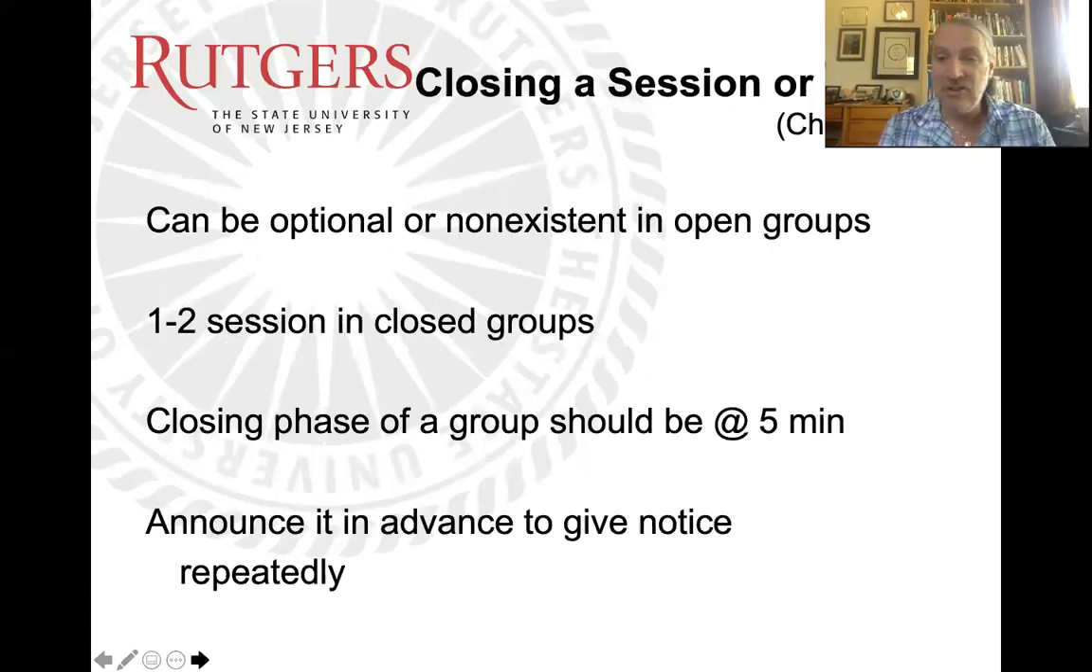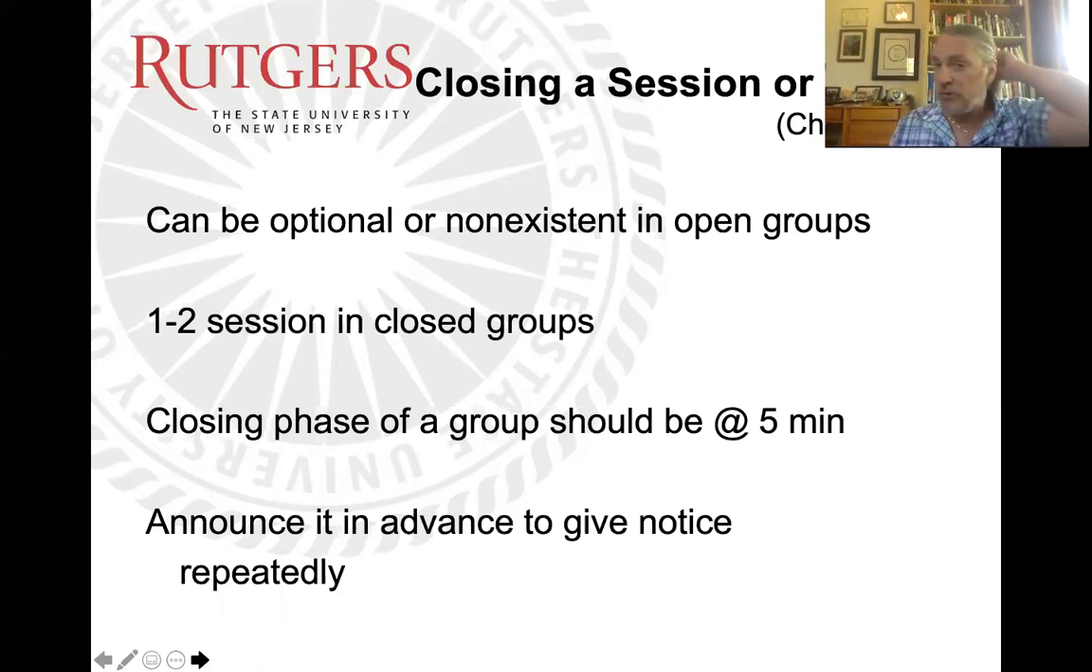So, closing a session. Now, some of you may work in open groups where people are coming and going all the time. So you might not have a closing session, or you may take the last 2 minutes of a group to make it a quick close, where you can say, I've enjoyed having you in group. I wish you all the best. If I don't see you again from here, you might do something as quick as that.